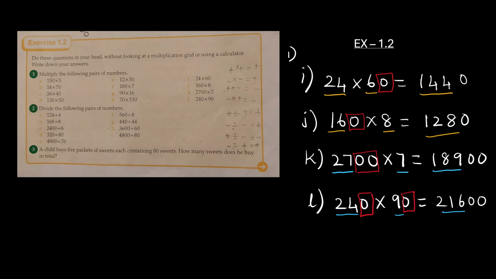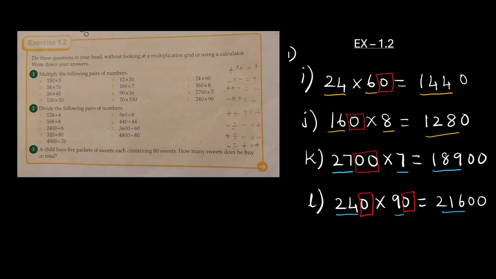J sum 160 into 8. We multiply the numbers first. 16 into 8 is equal to 128. So we have to add the 0 to the end of this number. So the answer is 1280. K sum 2700 into 7.